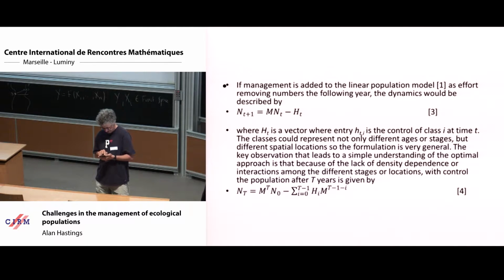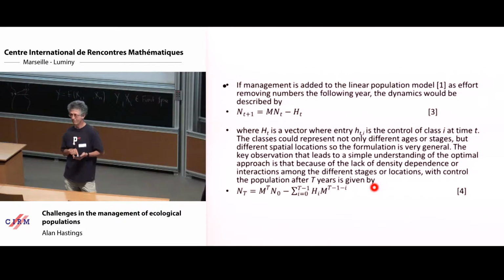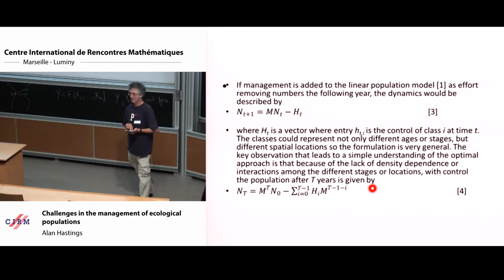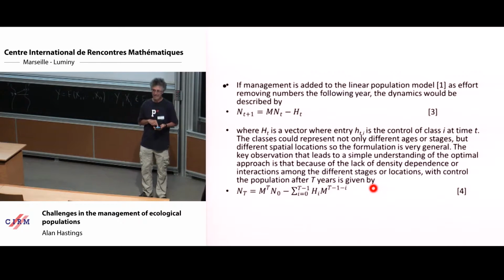What's handy is that because it's linear, you see in the equation on the bottom that the amount after t years is the amount you would have had without management, minus the amount you removed in the first year and what that would have turned into after t years, minus the amount that you removed in the second year projected forward to after t years, etc. Because of the linearity, it all comes out neatly.